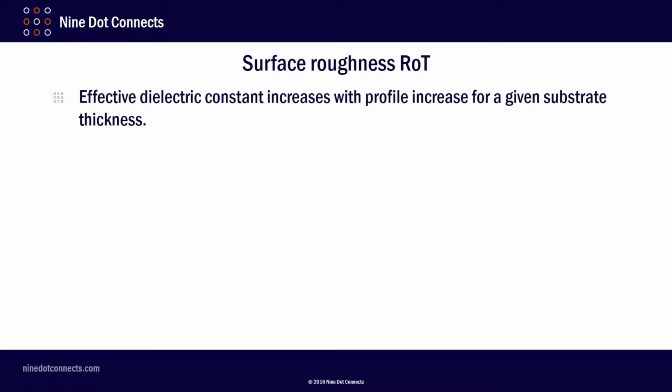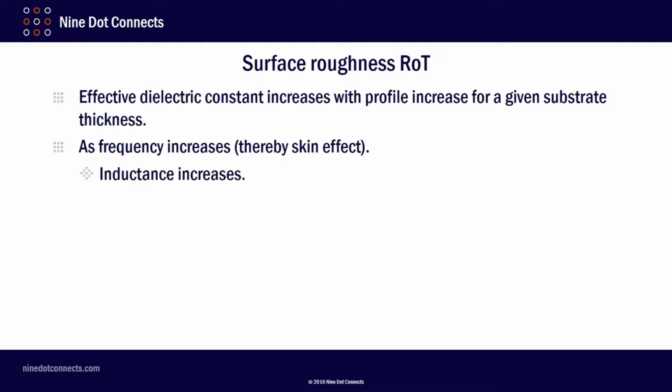The rule of thumb for surface roughness is your effective dielectric constant is going to increase as your profile increases for any given substrate. As the frequency increases, aka the skin effect, your inductance is also going to increase because of the way the charges behave relative to those peaks and valleys. Interestingly enough, it also is going to change your propagation. It's going to slow it down.